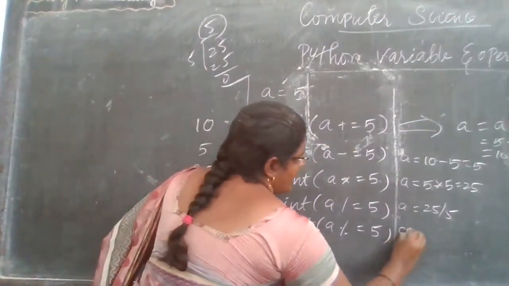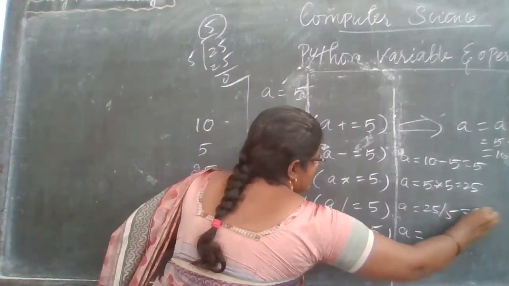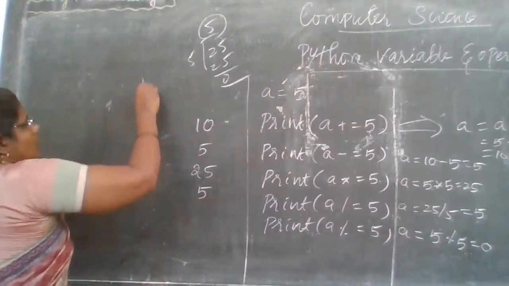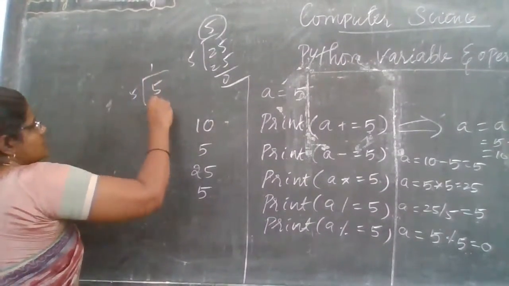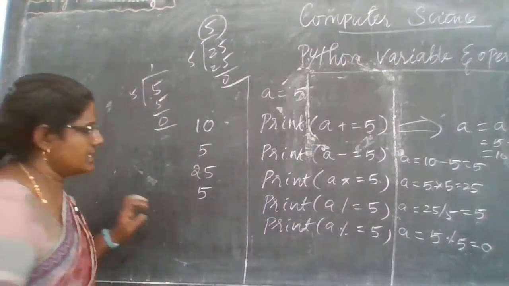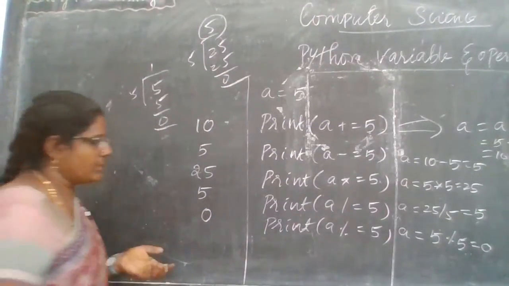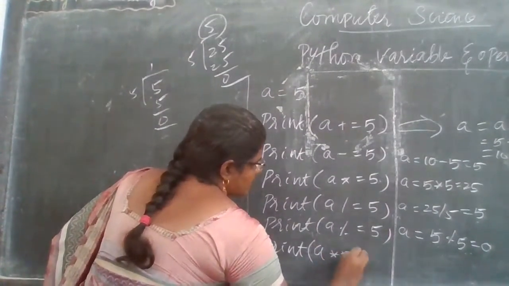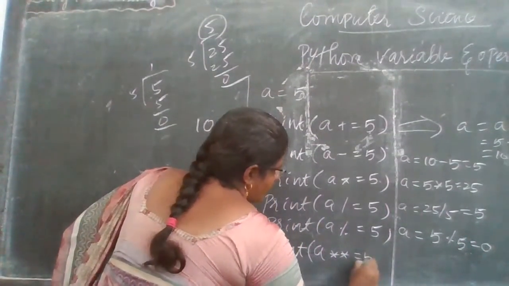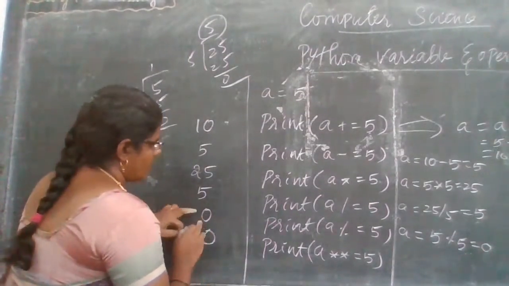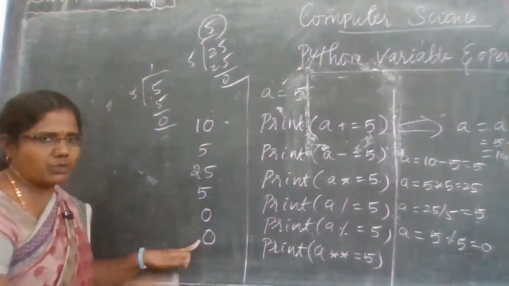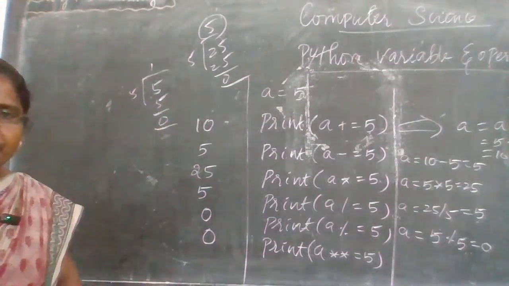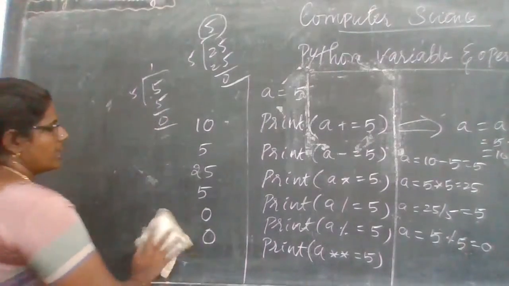Next modulo division, a equal to; the last value of a is 5. 5 modulo division 5 equals 0, because the modulo division operator gives the remainder of the division. So it returns the result 0 for this. Suppose if I am writing here print a exponent equal to 5, we get the answer 0 because the last value of a is 0. 0 power 5 is 0. So 0 will be written. If I am using floor division also, it will return 0. Okay. I hope you are able to understand the program.